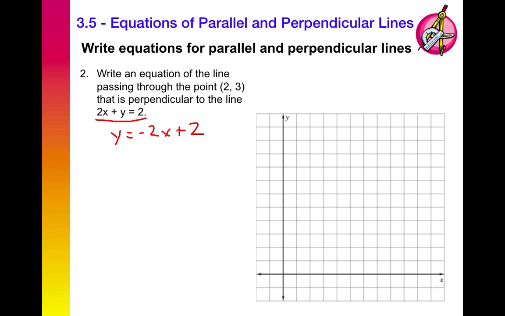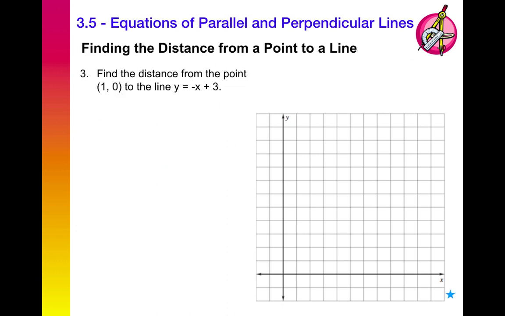So the slope that we're going to want is going to be perpendicular to this, which is going to be 1/2. So I'm going to use 3, so y minus 3 is equal to 1/2 x minus, and we'll use the other point 2, or the other coordinate 2. And this is the equation that passes through the point 2, 3 that is perpendicular to that line.